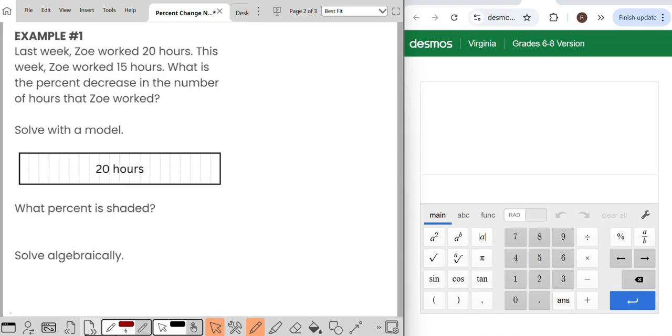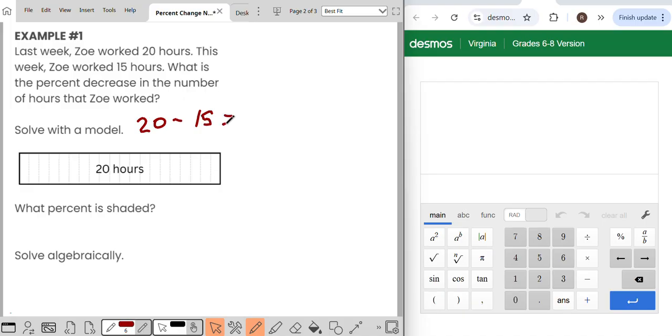Last week, Zoe worked 20 hours. Last week. That happened first. This week, Zoe worked 15 hours. What is the percent decrease in the number of hours that Zoe worked? Well, in this question, they don't want us to use the formula. They want us to use a model. So let me do that. Well, we know that last week was 20, correct? And we know this week was 15.